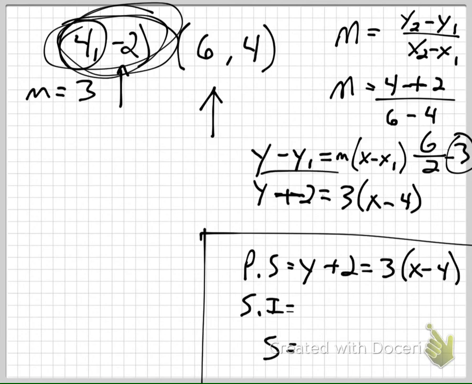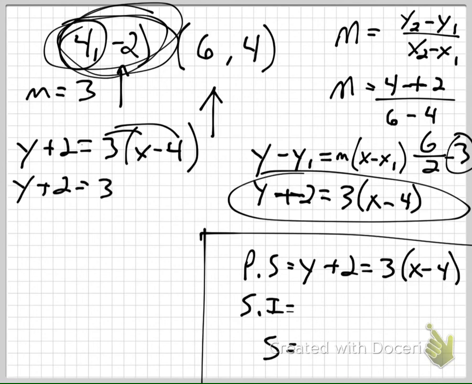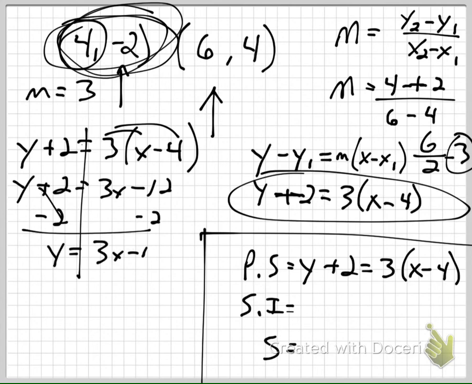So we're going to turn this into slope intercept form. What do I do to go from point slope form to slope intercept? Solve for y. Get y by himself. We're going to go over here. Y plus 2 equals 3 times x minus 4. Y plus 2 equals 3x minus 12. Minus 2, minus 2. Y equals 3x minus 14. That's slope-intercept form. Y equals 3x minus 14. How many of you got that?